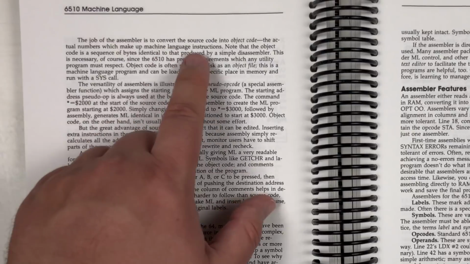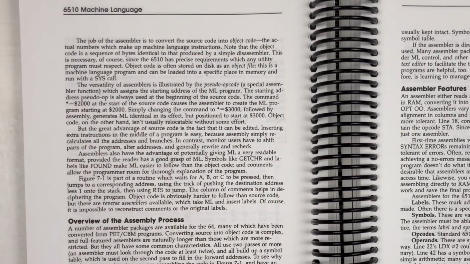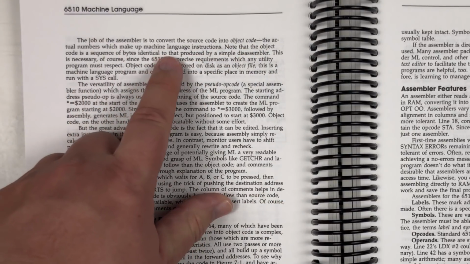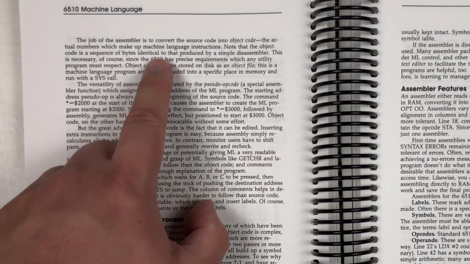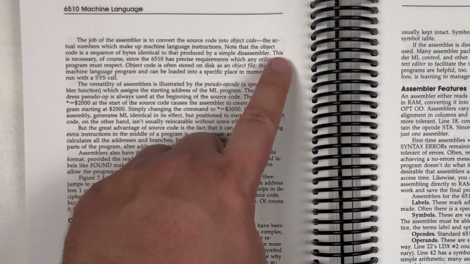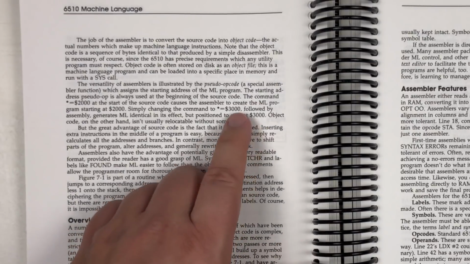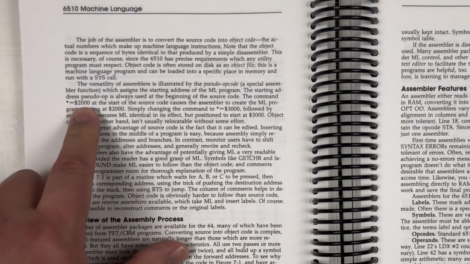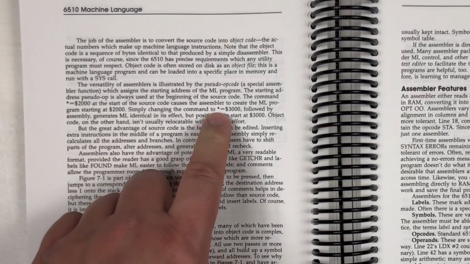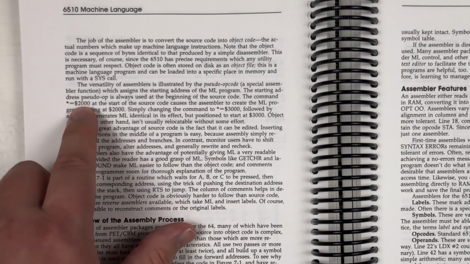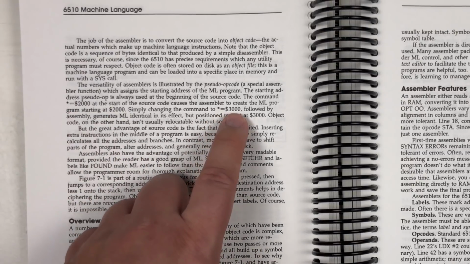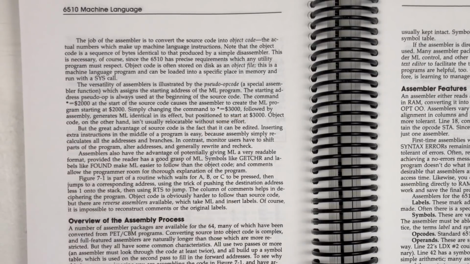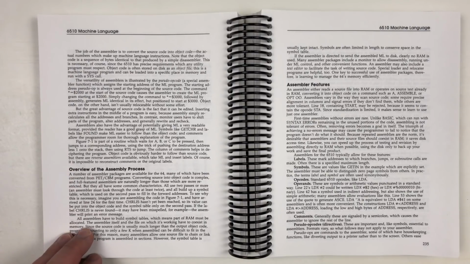So the job of the assembler is to convert the source code into object code, the actual numbers which make up machine language instructions. Note that the object code is a sequence of bytes identical to that produced by a simple disassembler. And it's talking about how assemblers will allow you to set star equal to, say, 2000. It will then assemble the code to location 2000, or 2000 hex as I like to say, and you can simply change that to 3000 and assemble it in a new location.